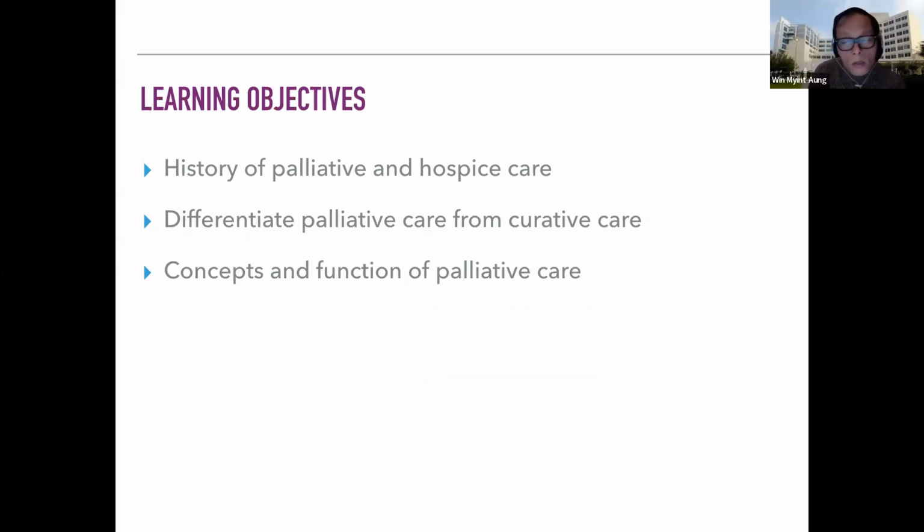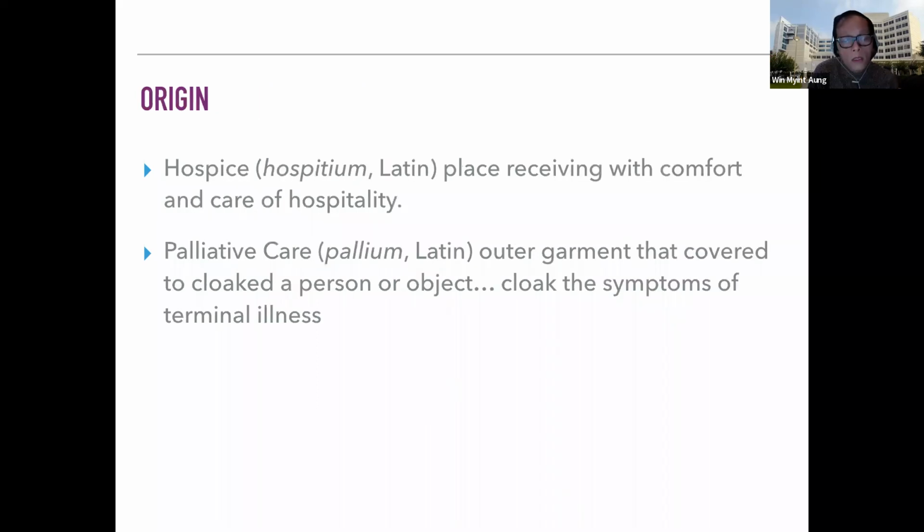The learning objectives are the history, and to differentiate palliative care from hospice care, and the concept and function of palliative care. We can go back to the Greeks, who started introducing the hospice, a hotel or lodging at the hospital. Now palliative comes from pallium, which is like a cloak for covering the body as a whole, not just a particular portion of the body.